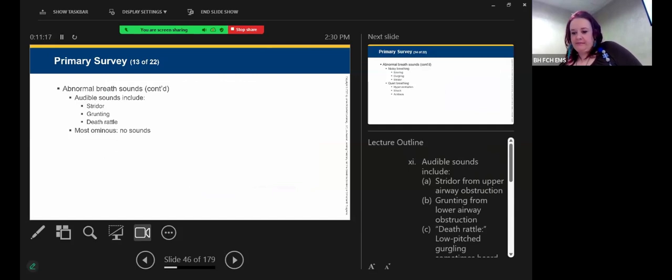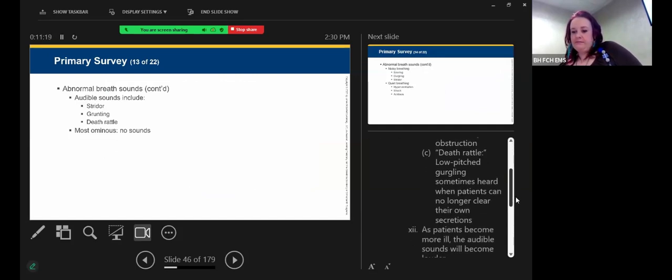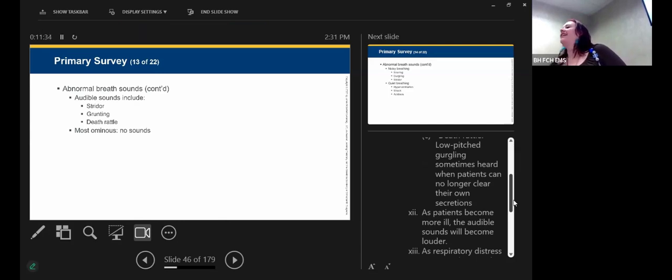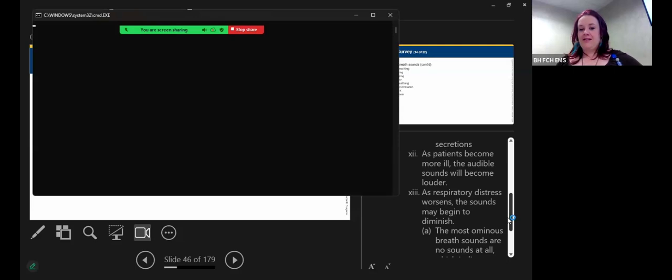What does the death rattle sound like? Anybody else? It's like when you're breathing and it's just fluid filled. Shayna says raspy, fluid filled. When you hear it, you know it. Yeah. It describes it in word form: low-pitched gurgling, sometimes heard when patients can no longer clear their own secretions. Just like that.